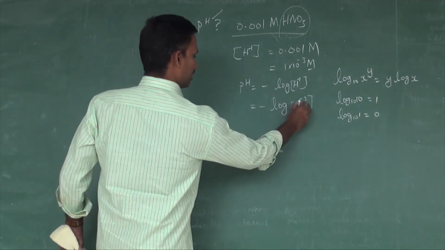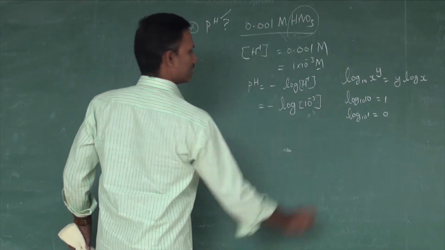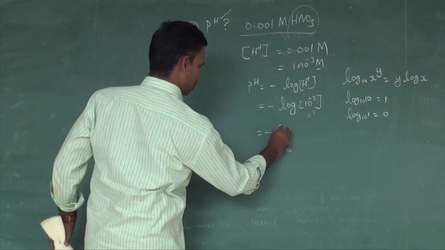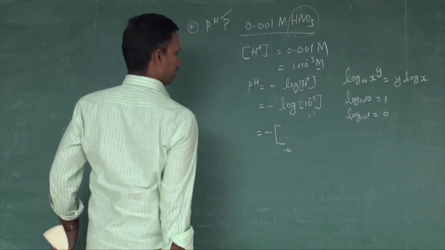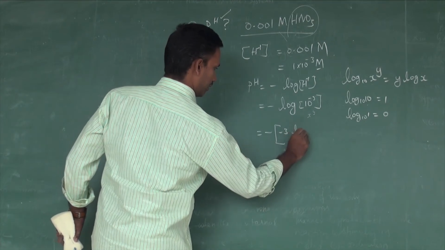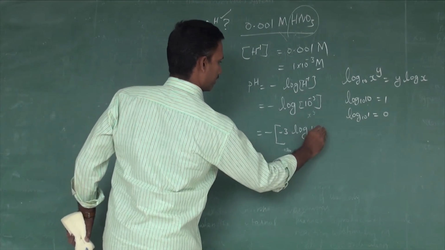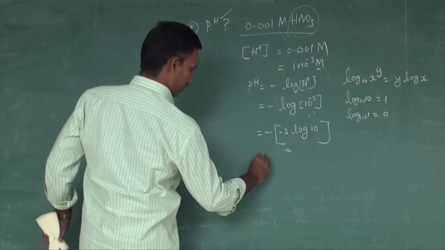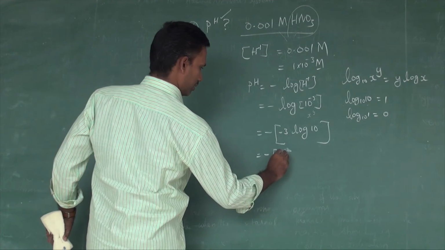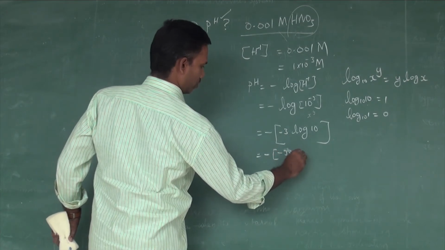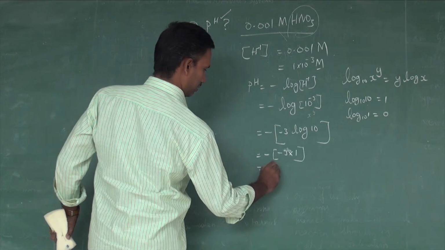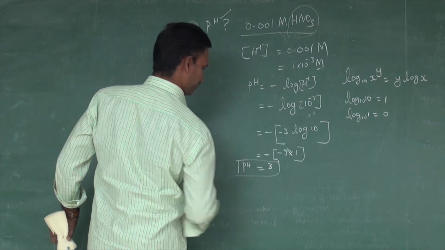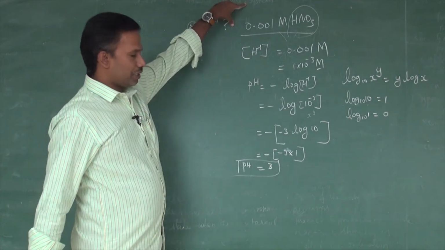Now let us apply this. This is considered as x and y like this. Then y log x, we can write the minus outside. The y here is minus 3. So minus 3 log x, where x equals 10. Log 10 equals 1, that you know very well. So applying that, minus 3 into 1, finally plus 3, that is 3. So pH equals 3. So the pH of this solution is 3.